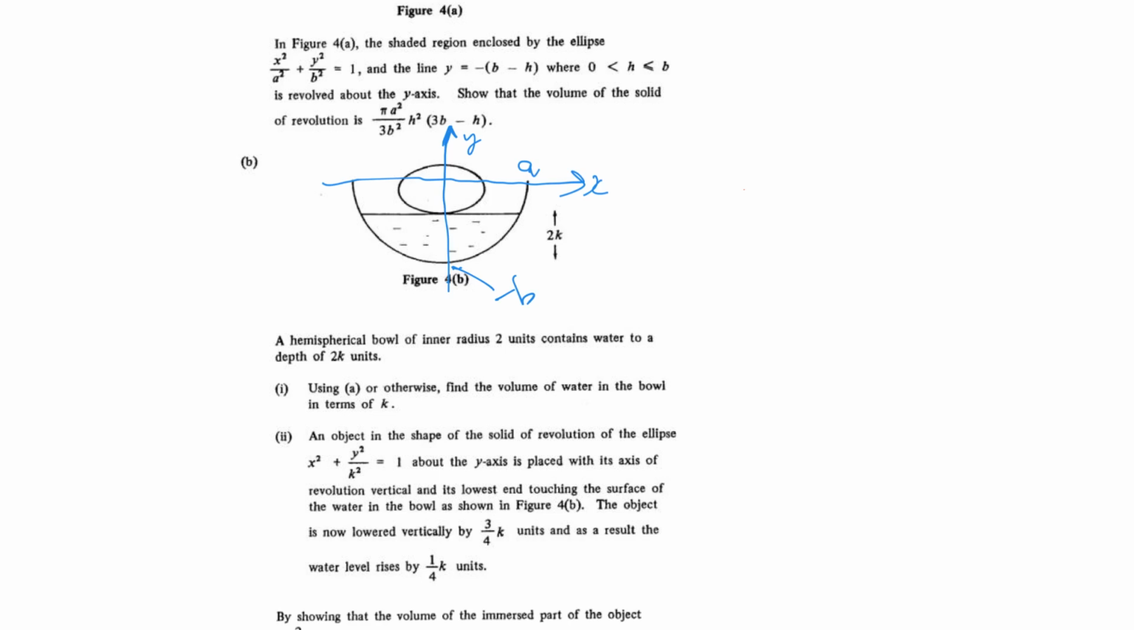And now this is a given hemisphere. From the origin to this position is the radius. Also from the origin to this position is also the radius. So both A and so-called B are 2 units. So that means this is 2. This is also 2. So actually this here is negative 2. So we have enough information. Just put A, B equal to 2 and H equal to the given 2K.